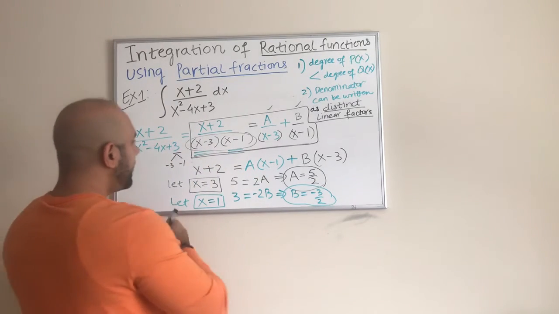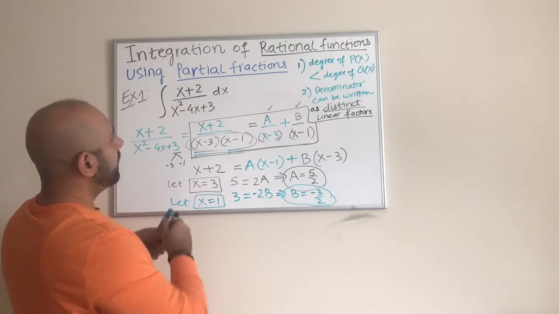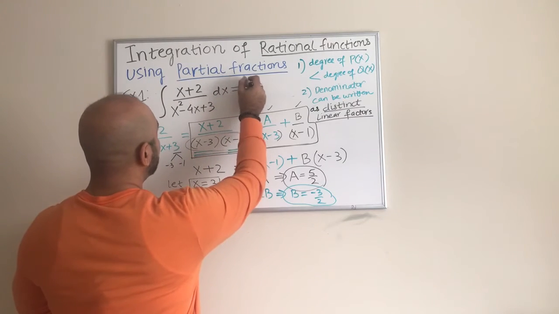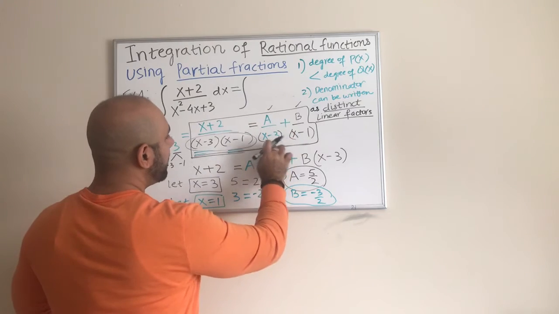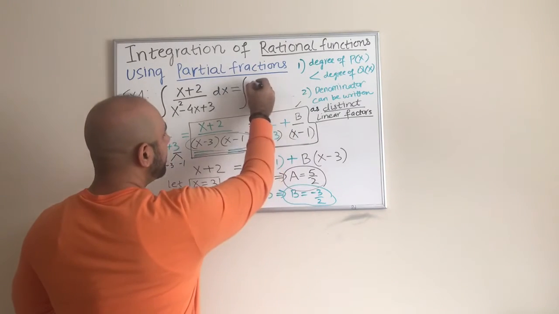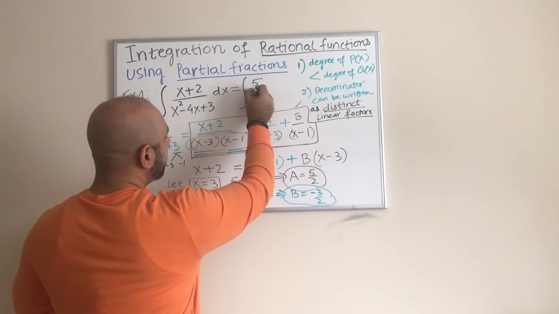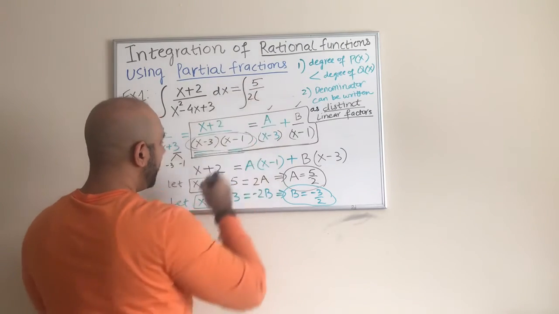So let us go back and let me first rewrite this. We can rewrite this as a over x minus 3. I have the value for a, so it is 5 halves. And then I have x minus 3.